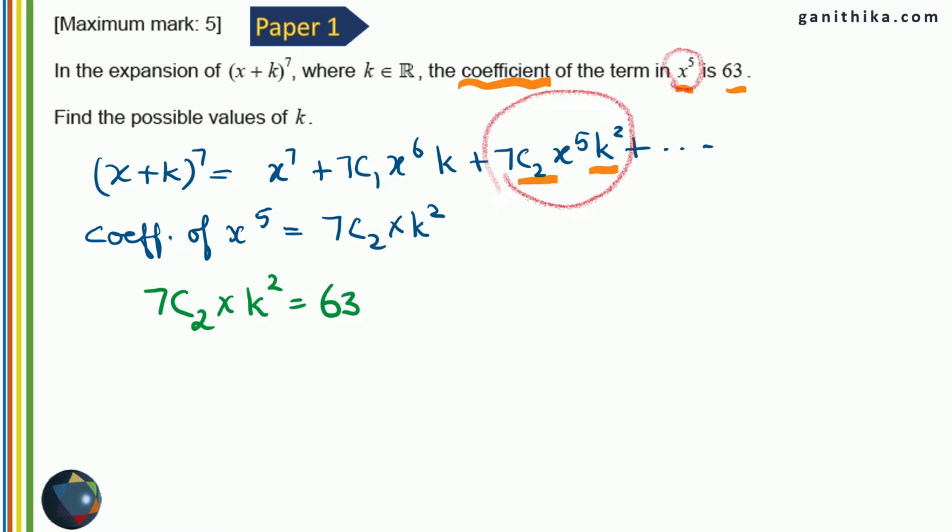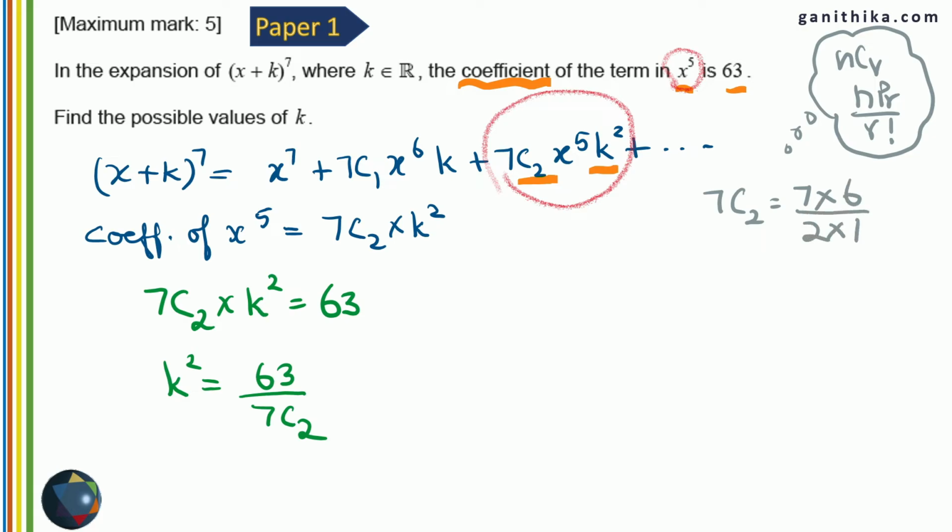Now, all that you need to do is to find the value of k using this expression. k square is equal to 63 over 7C2. For standard level students, you can use the calculator at this stage and get the value for k square. But for higher level students, you will use this formula to find what 7C2 is.